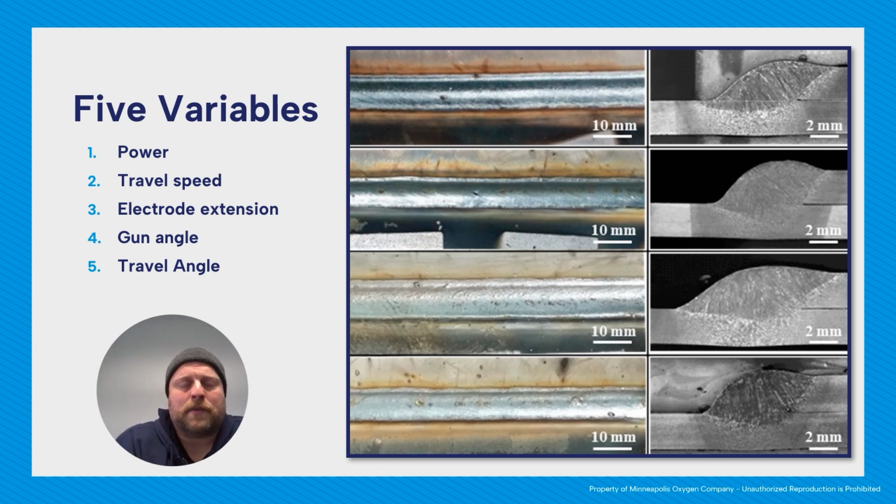So your 5 variables are power, travel speed, electrode extension, gun angle, and travel angle. Looking at this picture here, you can see there are some changes in technique, and you can see the different appearance for the beads, different penetration profile, that sort of thing.